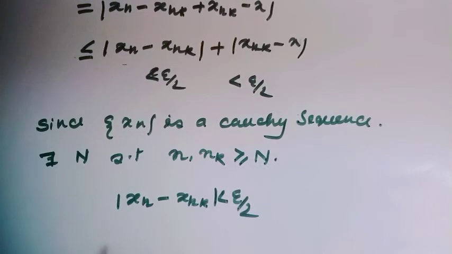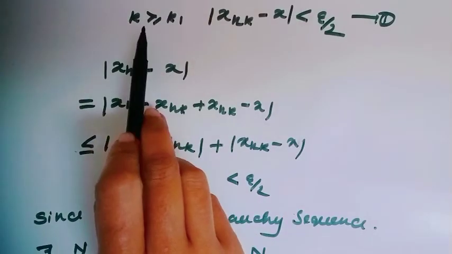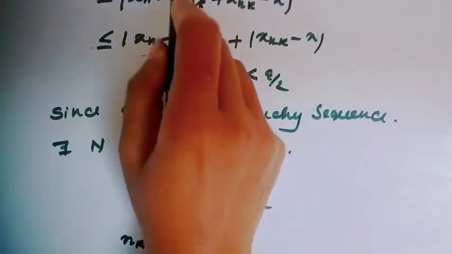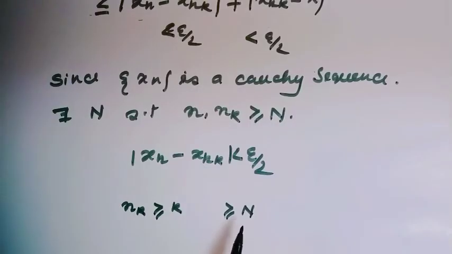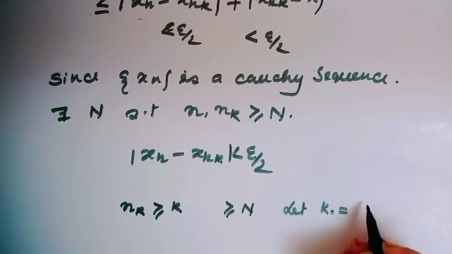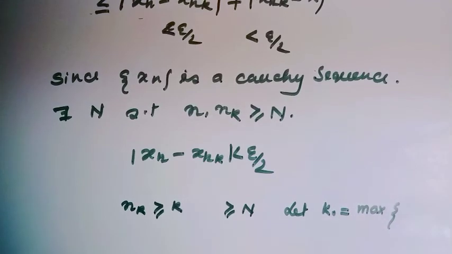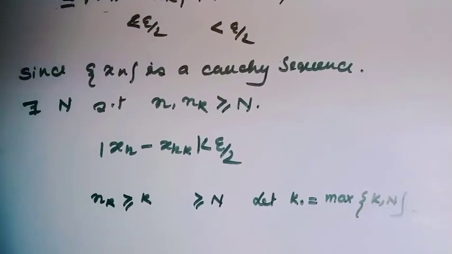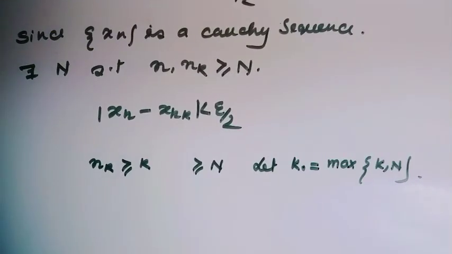Okay. By the definition of subsequence, we all know nk is always greater than or equal to k, which should be greater than capital N. But notice, k is greater than or equal to k1 here, and k is greater than or equal to N here. Then what should I do now? Let us fix k naught equal to the maximum of k1 and N. Are you getting my point? Okay.